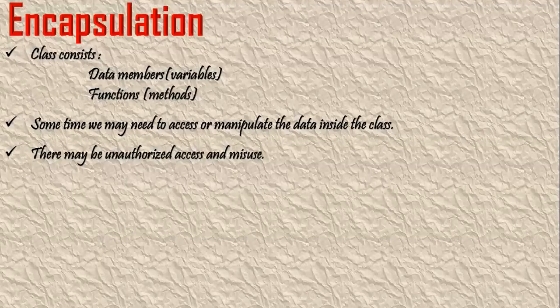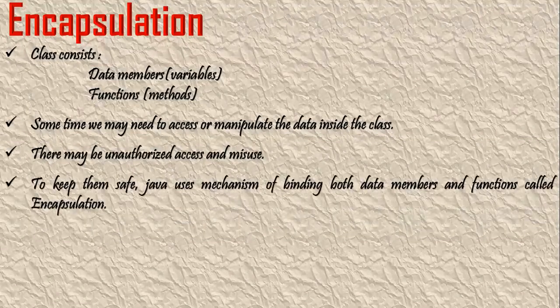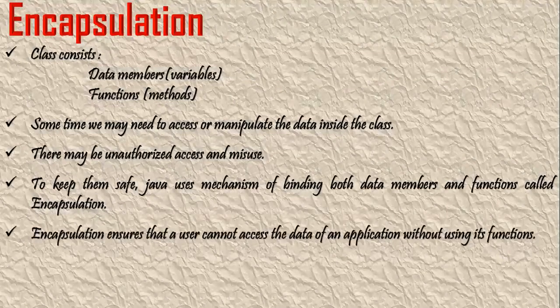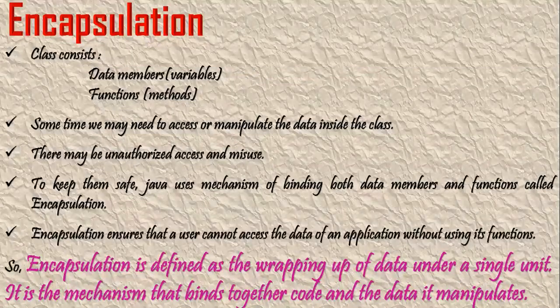There may be unauthorized access and misuse then. To keep it safe from unauthorized access, Java uses a mechanism of binding both data members and functions, called encapsulation. Encapsulation ensures that a user cannot access the data of an application without using its functions. So, encapsulation is defined as the wrapping up of data under a single unit. It is the mechanism that binds together code and the data it manipulates.